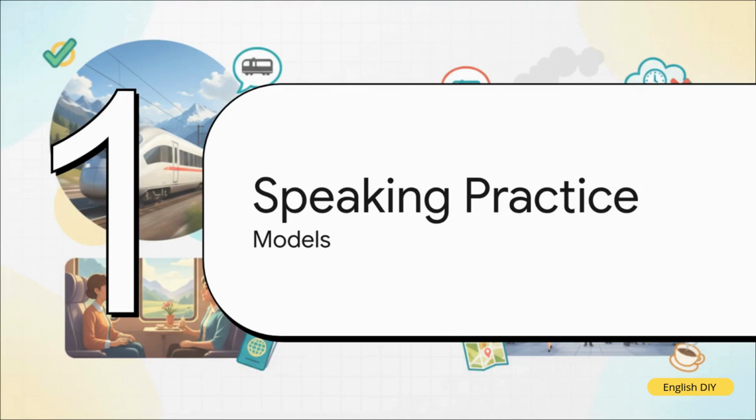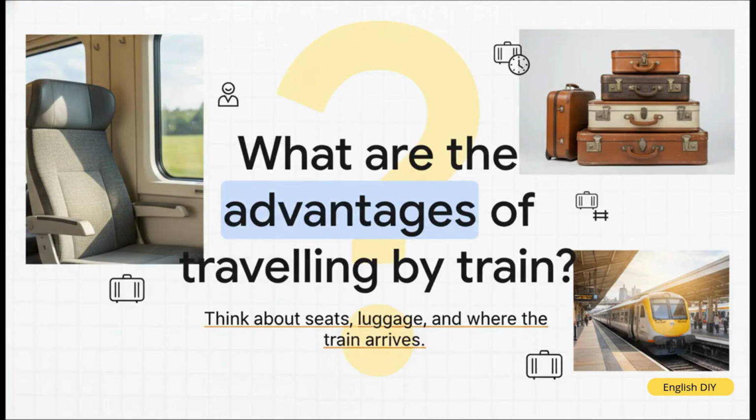Section 5, Speaking Practice and Models. Okay, let's actively practice what we've been learning. Here is our first question. I'm going to read it nice and slowly for you. What are the advantages of traveling by train? Take a second. Think about the vocabulary we just talked about. Think about the seats, the luggage, and exactly where the train arrives.